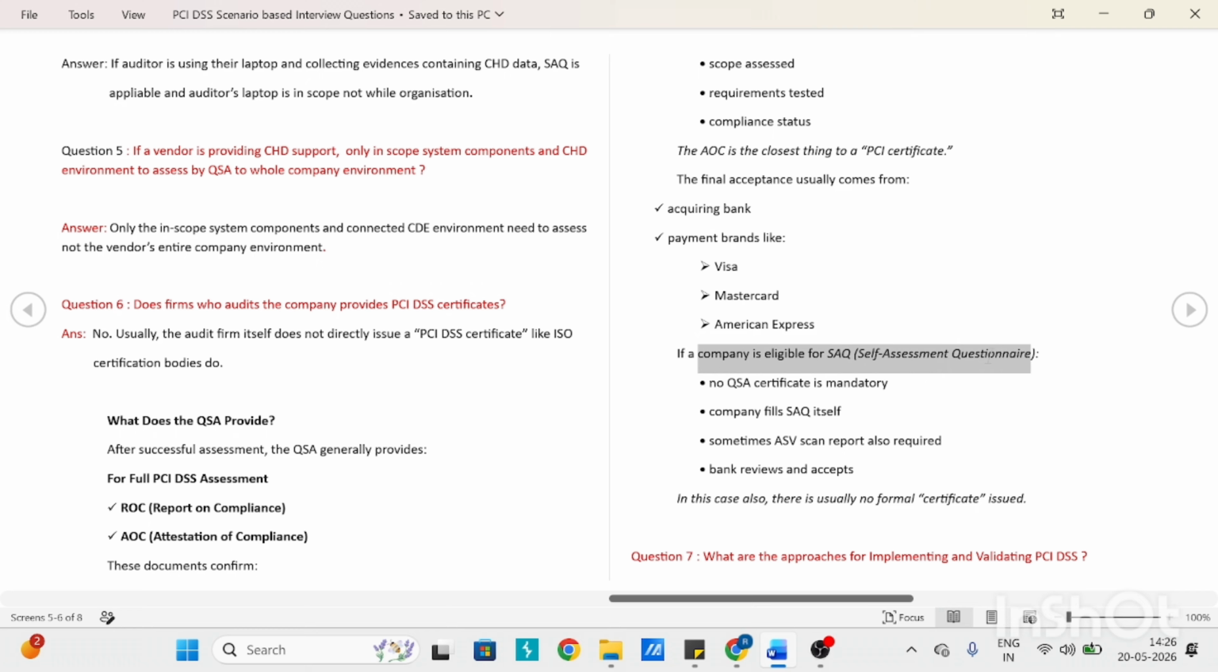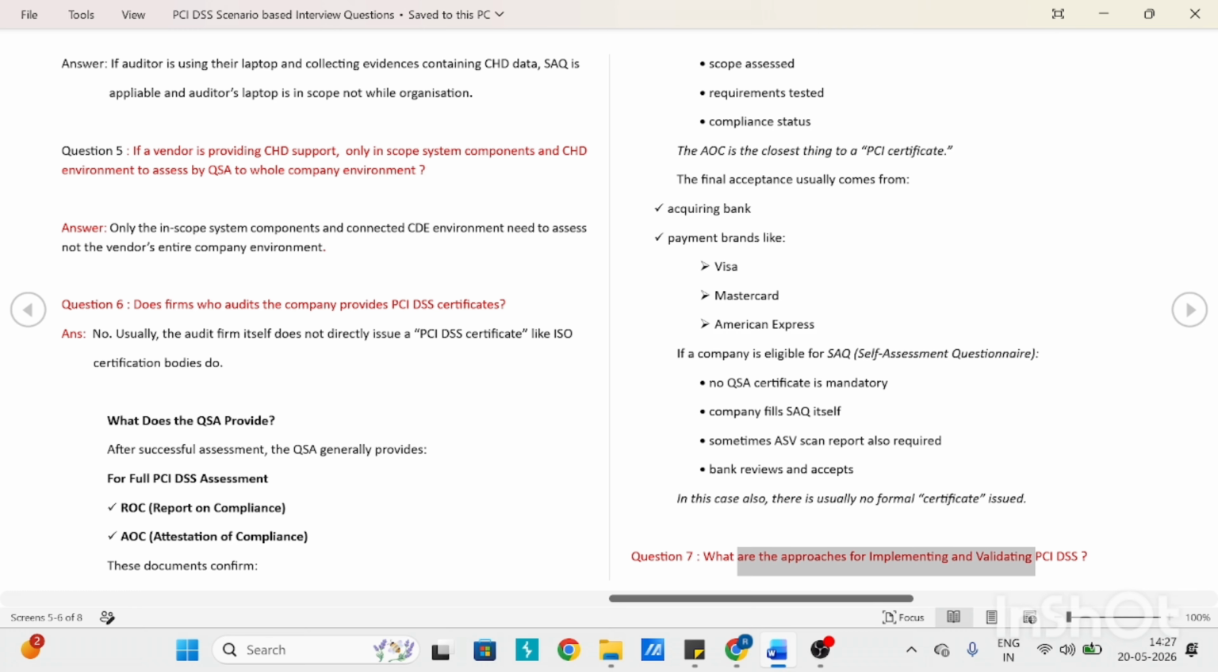If a company is eligible for SAQ, then no QSA certificate is mandatory. The company fills the SAQ itself, and sometimes approved scanning vendors' scan reports are also required, and the bank reviews and accepts. So in this case also, no formal certificate is issued. If I summarize all these answers, guys, firms don't provide the PCI DSS certificate. They provide the assurance. They provide the attestation of compliance. They provide the report on compliance, not the certificate, not the guarantee, like ISO does.